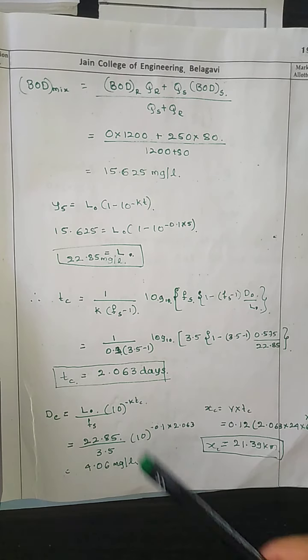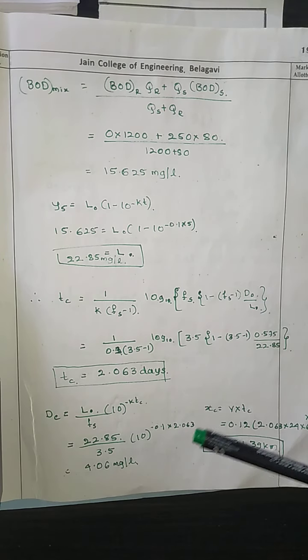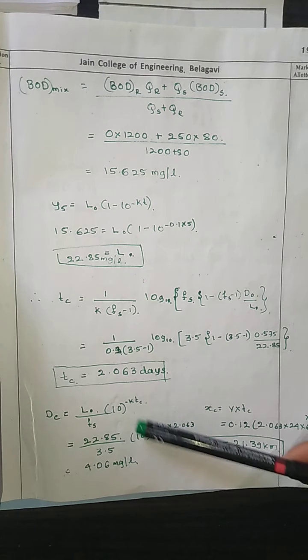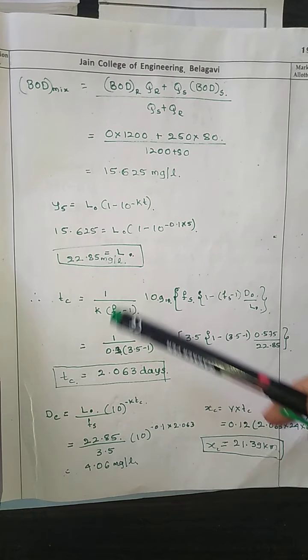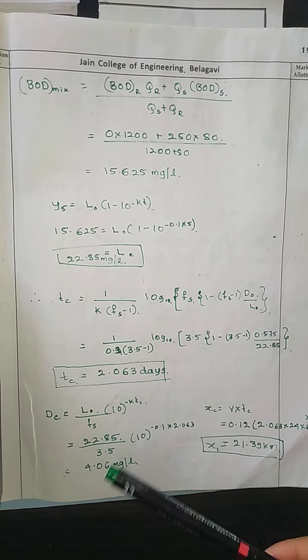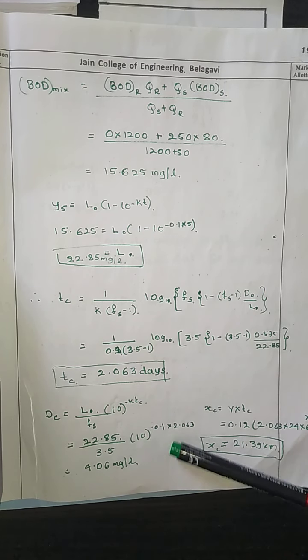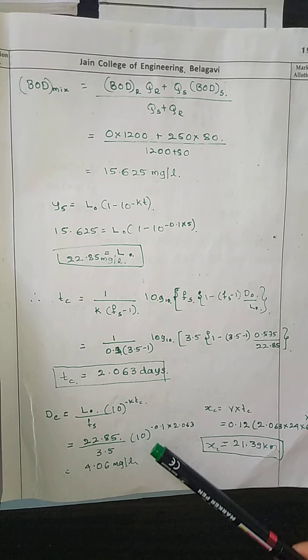Then we need to find the critical DO deficit by using the formula L naught divided by Fs into 10 to the power minus K tC. So everything is known over here. L naught is 22.85 divided by Fs is 3.5 into 10 to the power minus K tC.